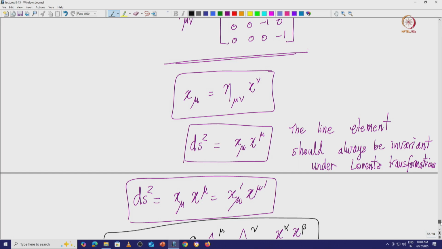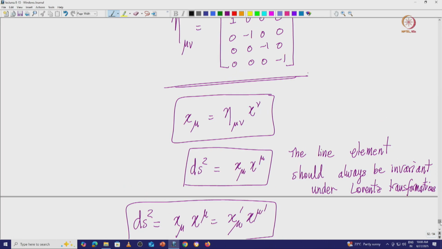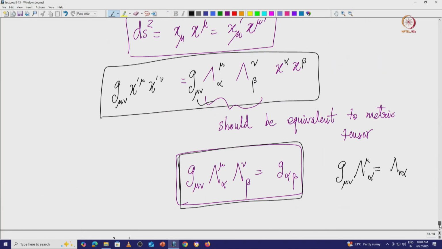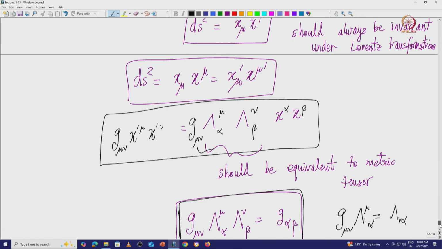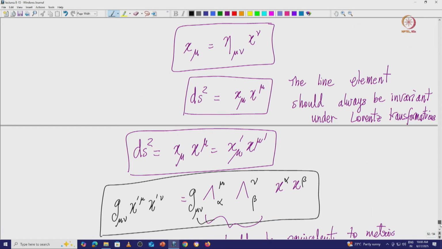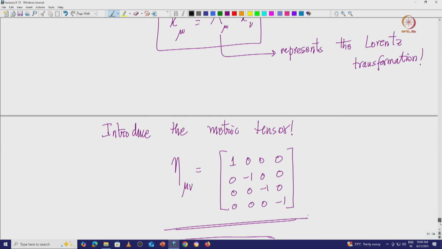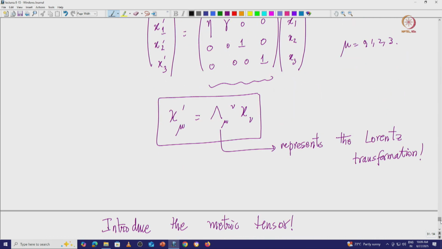So welcome back, friends. We started with the Lorentz transformations essentially, and now we looked at the x mu vector. We know that the line element in special theory of relativity should always be invariant under Lorentz transformations, and we use this condition on how the line element transforms under Lorentz transformations.